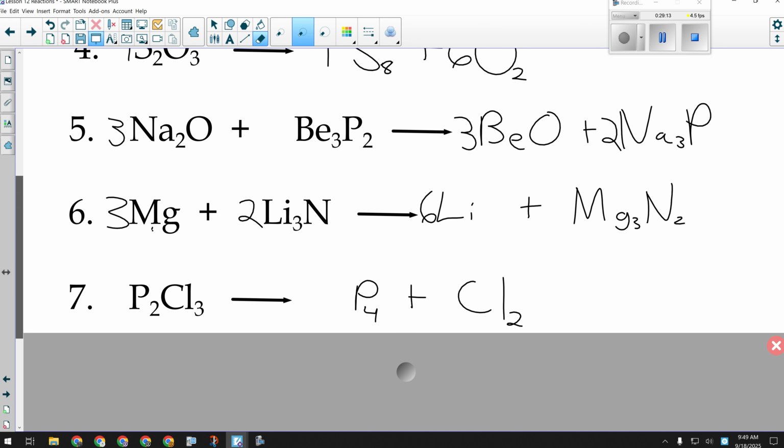Okay, now we got a balance here. So 4 is the biggest number. Put a 2 here to balance the phosphorus. Gives me 6 chlorines. 3 times 2 is 6. Should be good to go from there.